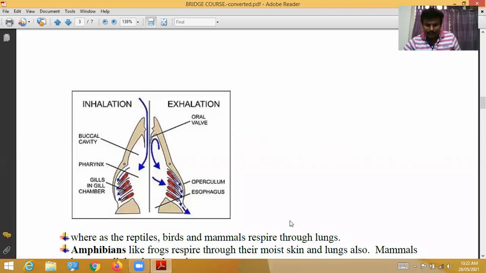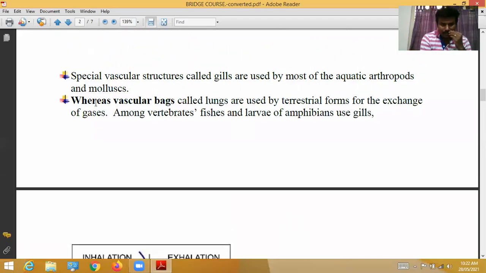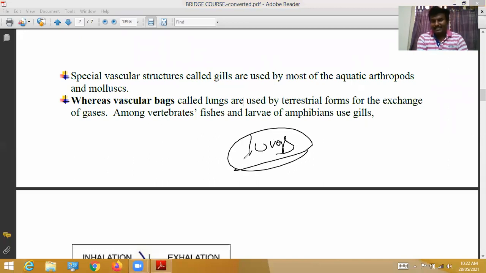Here, if you see one point, whereas vascular bags called lungs are, I will show lungs next. Among vertebrates, fishes, here now we are discussing gills. Gills I have already shown. Next, whereas vascular bags called lungs. Lungs are used by terrestrial forms for exchange of gases. Everybody knows that we are terrestrial organisms. Most of the animals living in terrestrial habitats use lungs, a pair of lungs. After finishing gills, I will give an explanation about lungs.